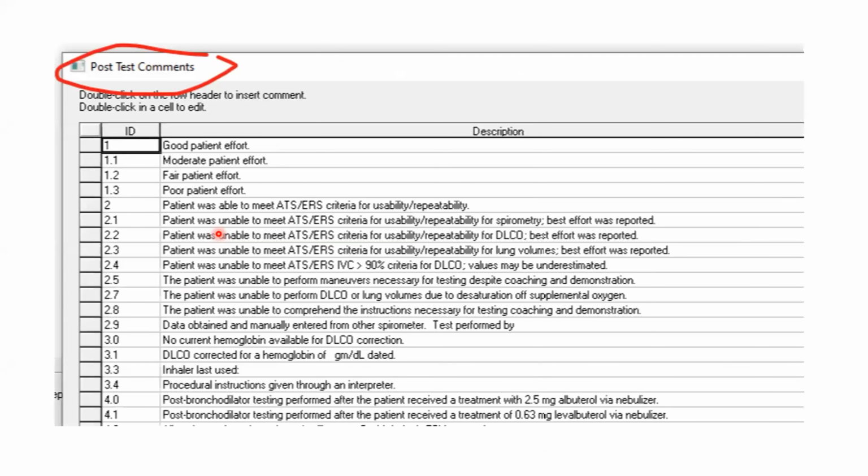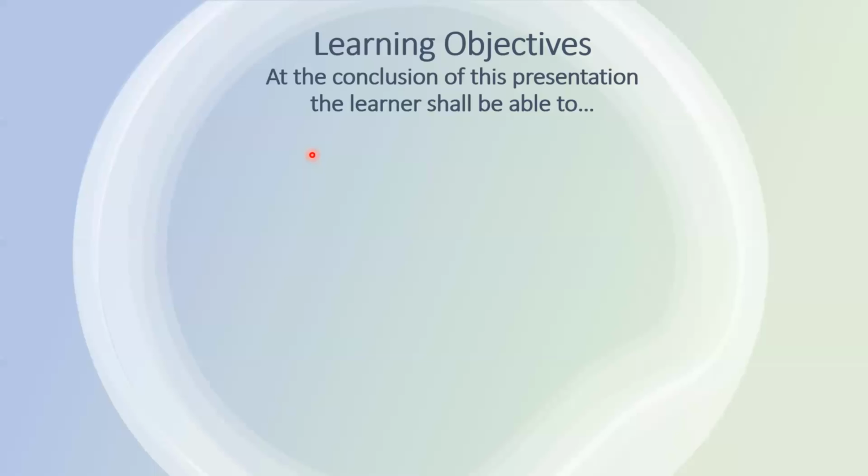And then you're going to put in comments. This is very blurry. My apologies for that. You're going to put comments in related to the patient effort and whether or not they met ATS criteria for various things, and so on.